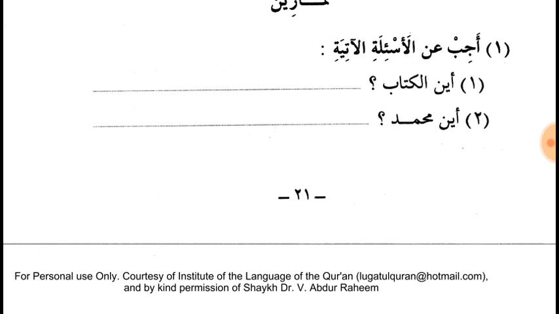أين الكتاب؟ Mr. Adam, read. أين الكتاب؟ Where is the book? Okay. أين الكتاب؟ Where is the book? No answer. المكتب. Okay, correct.